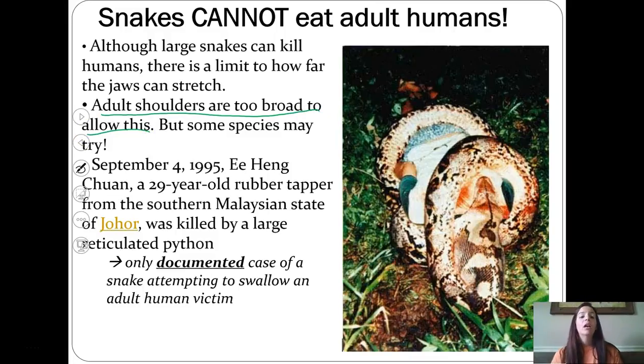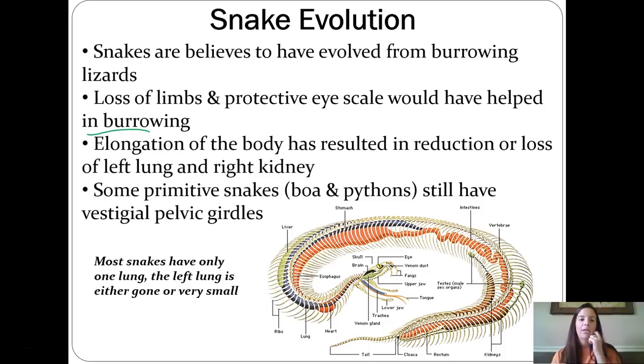But like we mentioned, some species may try. There is one case where someone was documented as being killed attempting to swallow a human victim, but this is the only documented case of this happening.